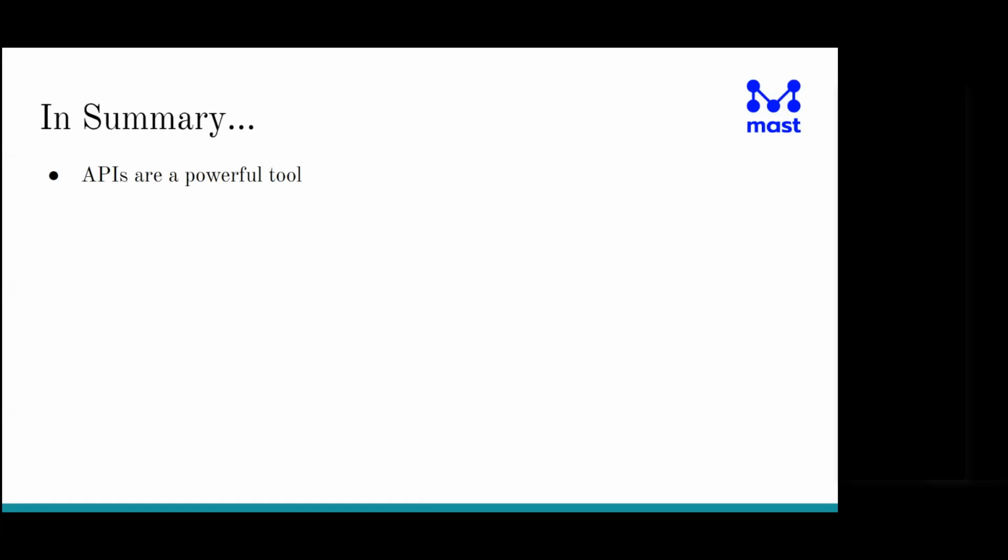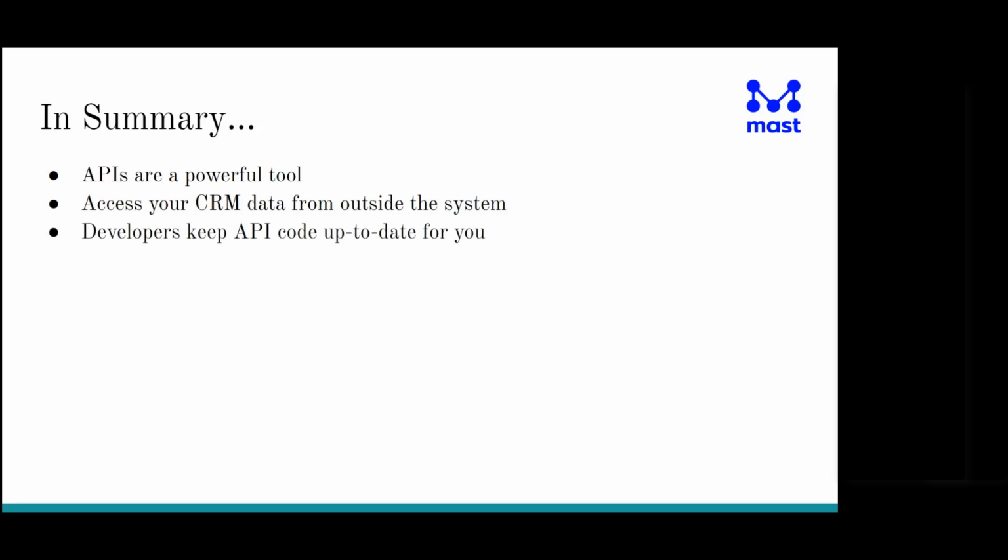So APIs are a really powerful tool. They can do a lot. They can do things that are very simple. They can do things that are very complicated. And what you do with them is really up to you. They are a way of accessing your CRM data from outside the system. So using any external system, you can query, create, update, and delete your existing data within your CRM.